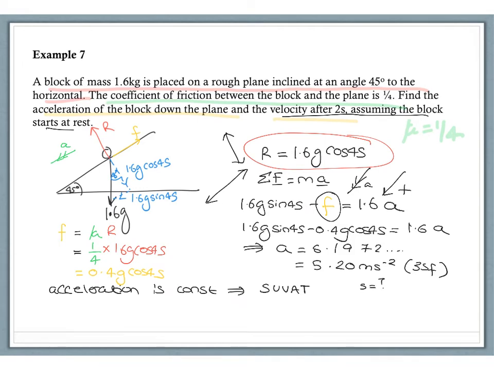Now, we don't know what the distance travelled is. We know it's starting from rest. The velocity is what we're trying to find. The acceleration is 5.19, etc. And the time is 2 seconds. So this tells me, if I exclude s, that we can use v equals u plus at, substitute in the information that we have, and the velocity equals 10.394, etc., or 10.4 meters per second.